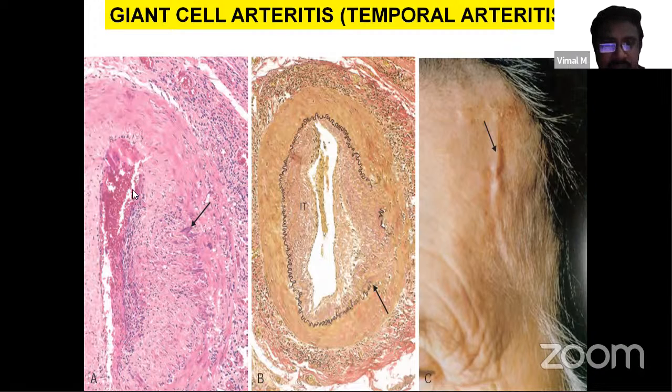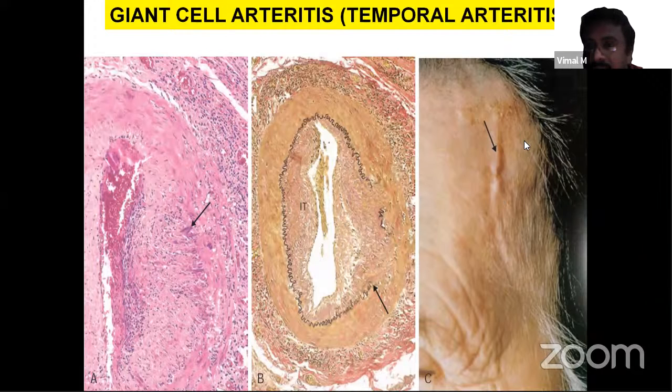Okay, this is a special stain, and in this special stain you can see a highlighted structure with wriggles. So what is this? This is the internal elastic lamina. Is it continuous here? Yes, it is continuous here, but here it appears to be fragmented. Yes, in giant cell arteritis you get fragmentation of the internal elastic lamina. So you have granulomas, and you have this fragmentation of the internal elastic lamina.